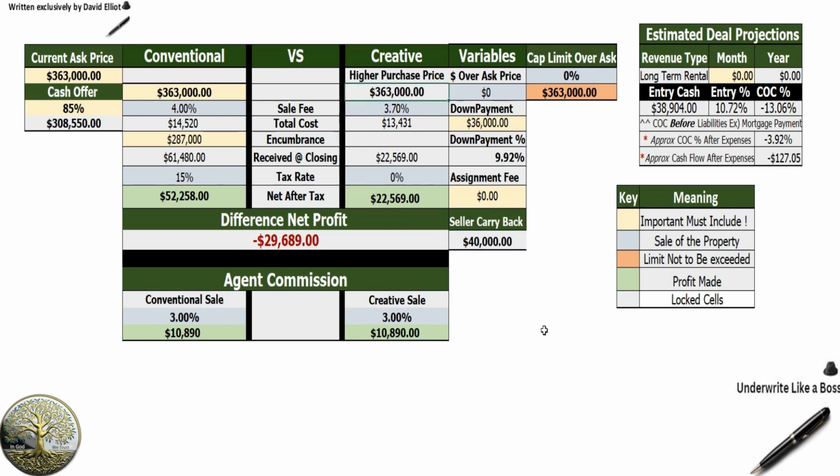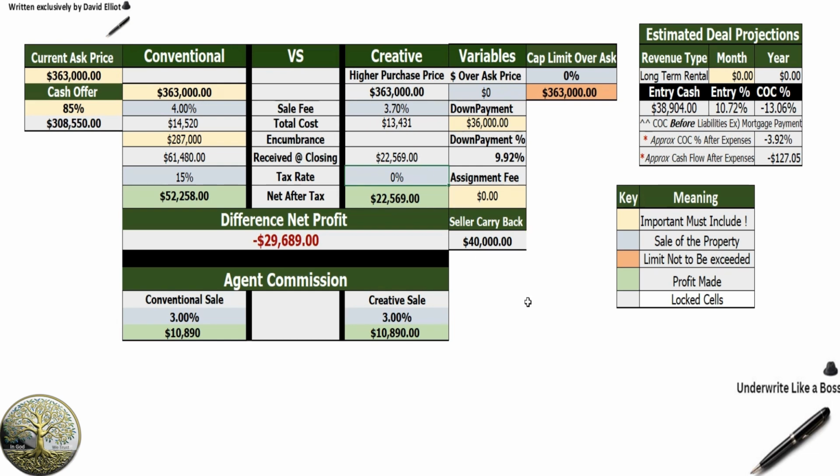You have the option of giving them a creative deal at $40,000 less. So you could come in at $323 and you could wipe out this seller carryback. But that's not the whole point of creative now, is it? When we do have a seller carryback, your tax rate is going to be at 0% because the funds received from the property have not been fully completed. They have not received all of their funds. They're still missing out on $40,000. So we're going to keep that at 0%.